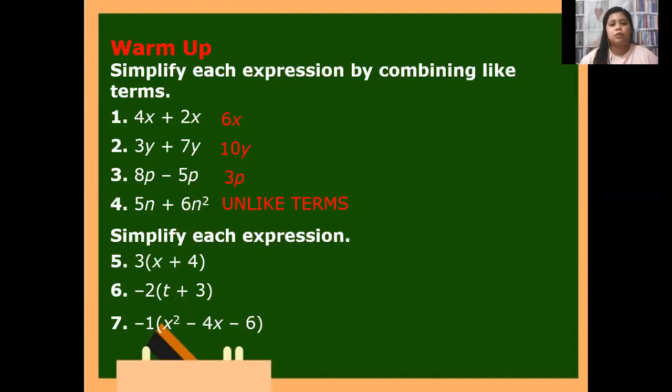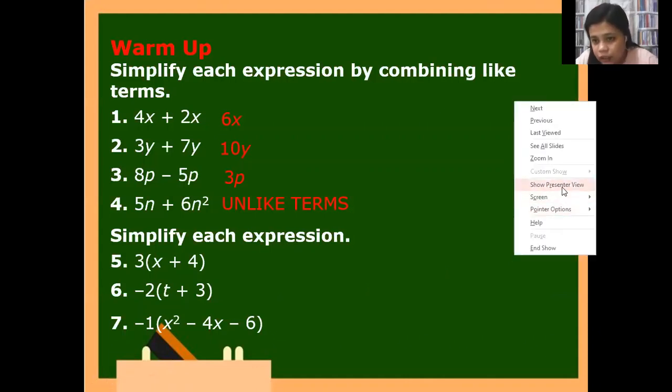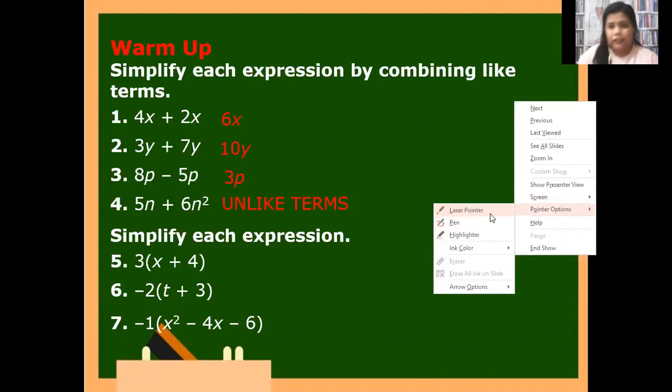So let's proceed to simplification of expressions, which is example number 6, or rather 5. Are you ready? We have 3 quantity x plus 4. We can apply the distributive law, wherein we need to distribute 3 to all terms of our binomial, which is x plus 4. I'm going to use a pointer so I can point at what I am saying. So let's start.